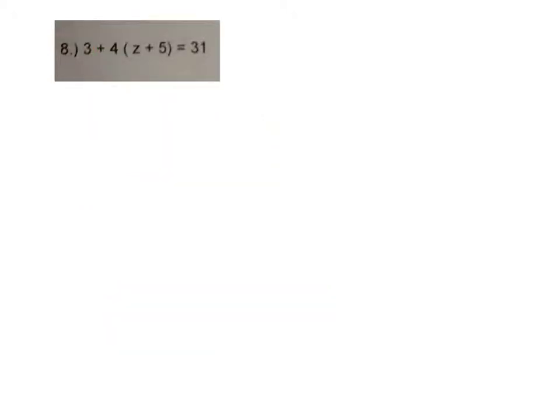Alright, on this one we want to work to get it more simplified. We have to get rid of the parentheses. Also, in the order of operations, we have to multiply before we add. So I'm going to focus on this part right here because that's multiplication. Then we'll worry about adding. We do 4 times z, which is 4z, and then 4 times that 5, which is 20. I'm going to bring down this 3, and this still all equals 31.